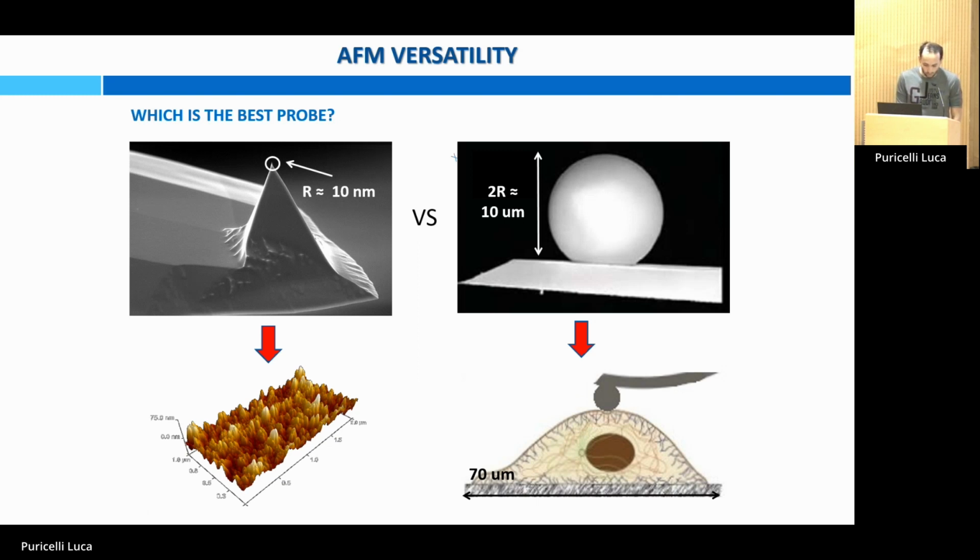Whereas if you are interested, for example, in the mechanical properties of a cell, but not of a single fiber, let's say on a network of fibers on a portion of the cytoskeleton, you can change the tip and replace it with a bigger spherical one with a diameter in the range of, for example, 10 microns. So it depends on your purpose, your final goal. You can change the characteristics of the instrument.